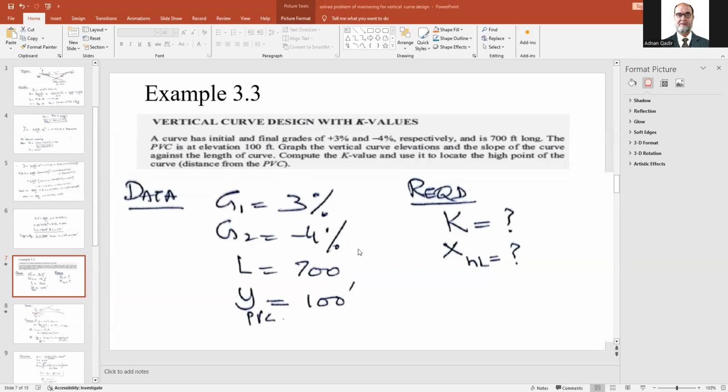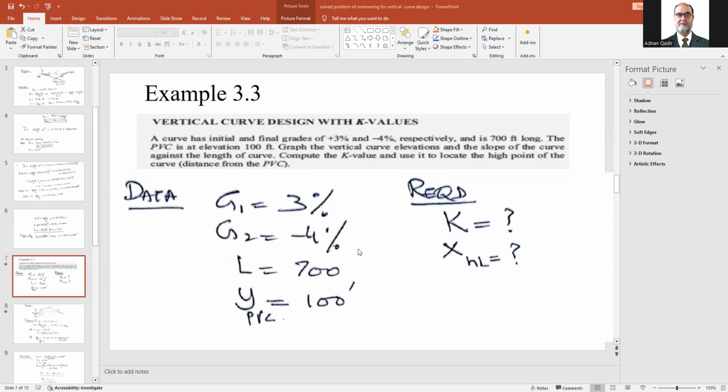Oh God, help me in my deliverance. This example is 3.3, and let's look at what it requires. I'm trying to go through the statement very quickly. The curve has initial and final grades of 3% and -4%, meaning it's a crest curve, and it is 700 feet long. The elevation at the commencement of the curve is 100 feet.